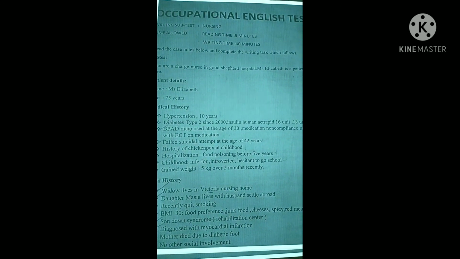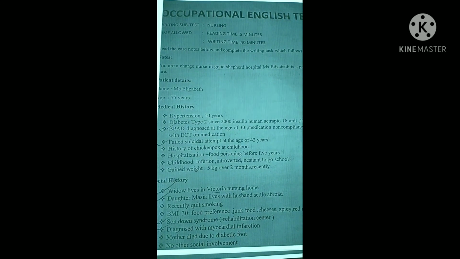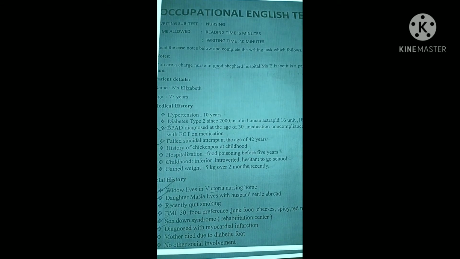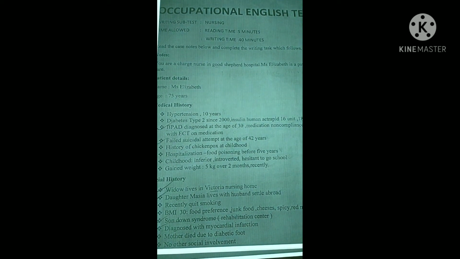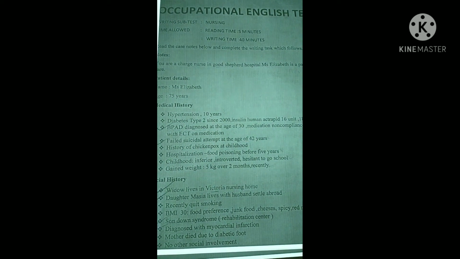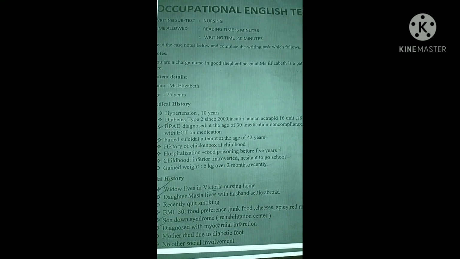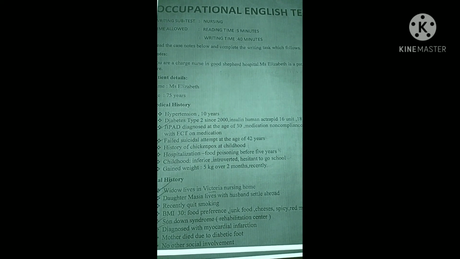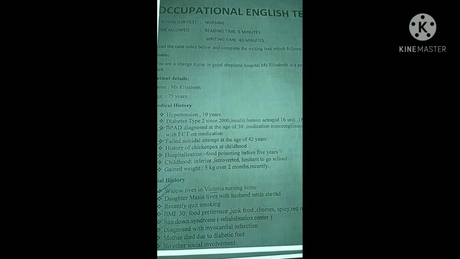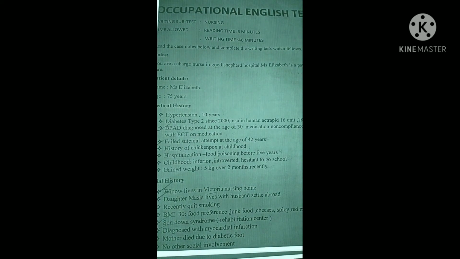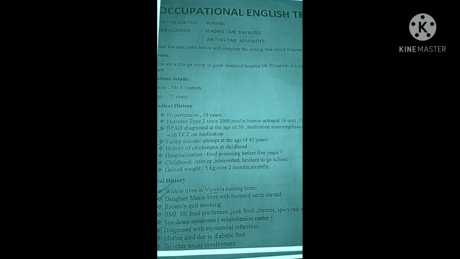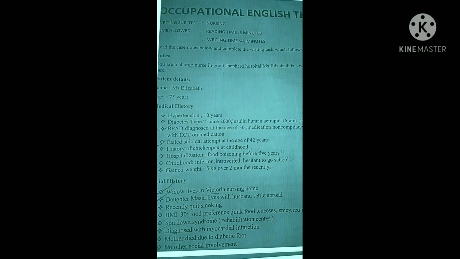If you write irrelevant information it can affect your marks. So just try to practice daily. You can practice at least 10 abbreviations, so later on you will have a good set of abbreviations and it will be easy for you to tackle this exam. Then there is the failed suicidal attempt.